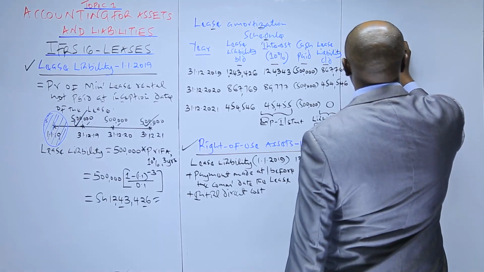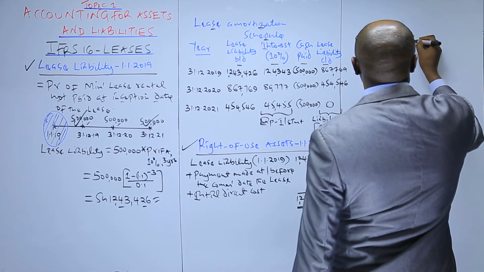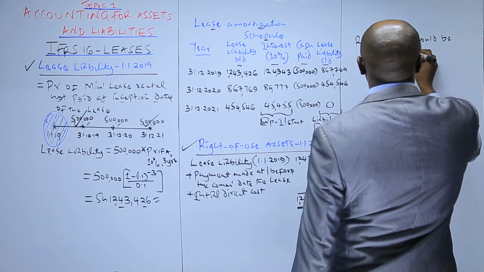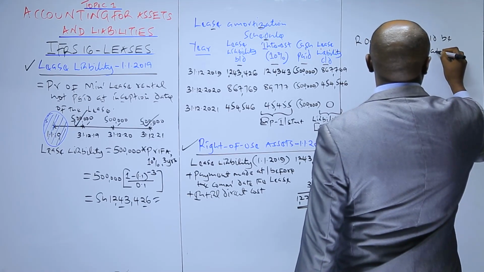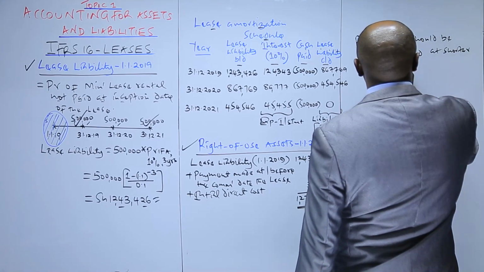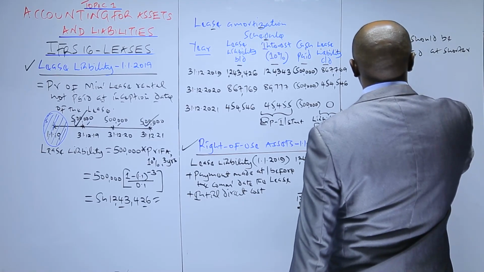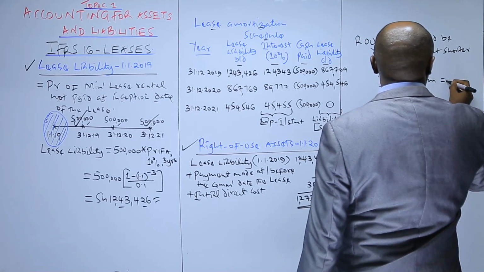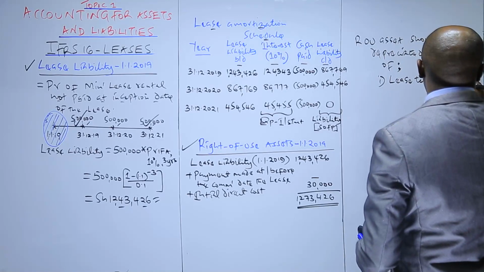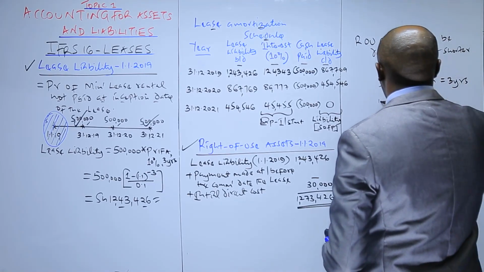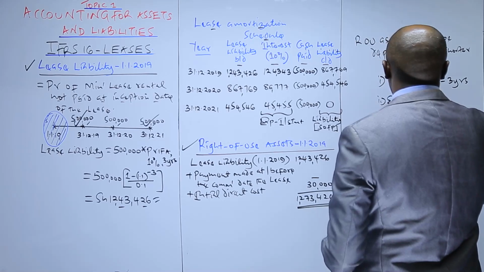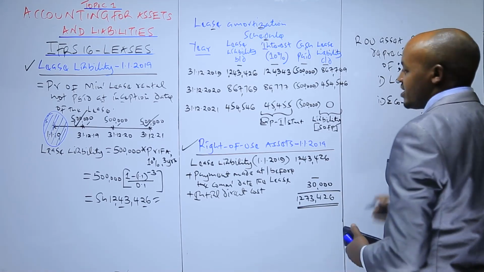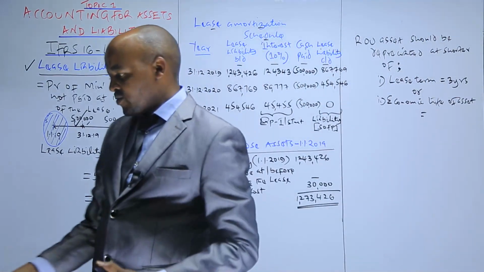The right of use asset should be depreciated at the shorter of, number one, the lease term. When we talk about the lease term, we are talking of the period of the lease. So in our case, this lease is for 3 years. Or number two, the economic life of the asset.